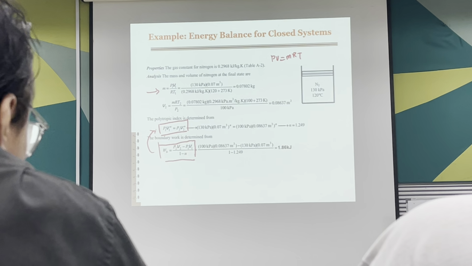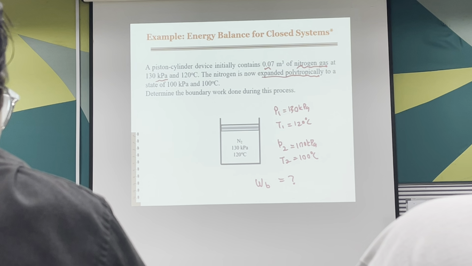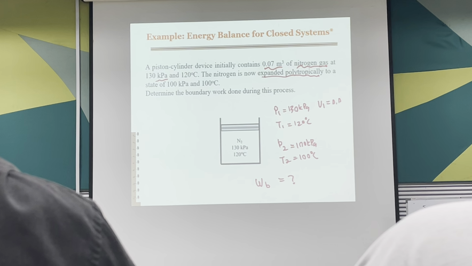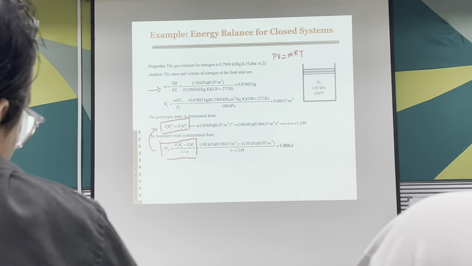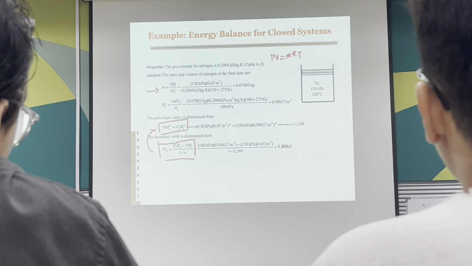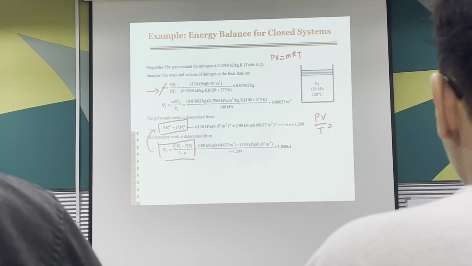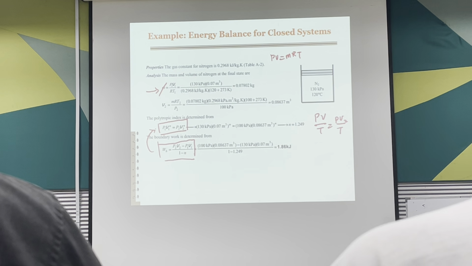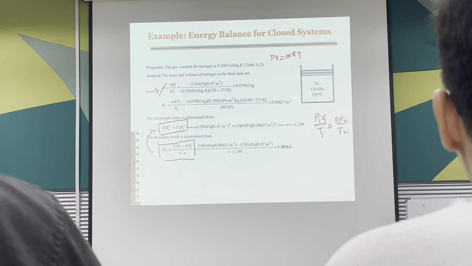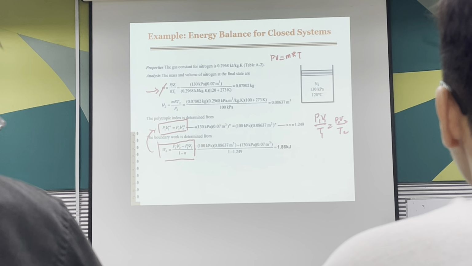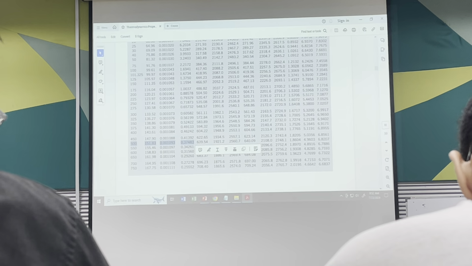What does the question give you? The question does give you V1, which is 0.07 meter cube. Technically speaking, you don't need this step at all, because you can just do P1V1 over T1 equals to P2V2 over T2. This will give you the second V, because R is a constant and m is a constant. So technically you can just do PV over T equals to PV over T. But this does tell you one very important thing.